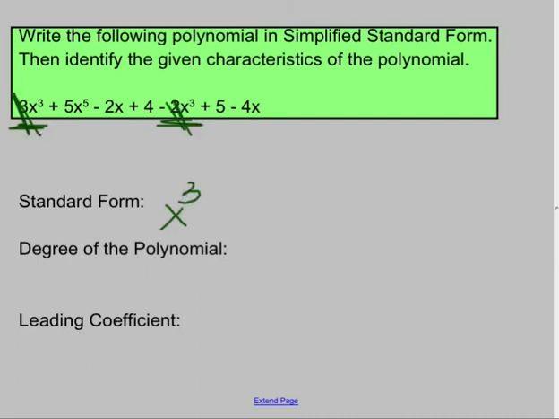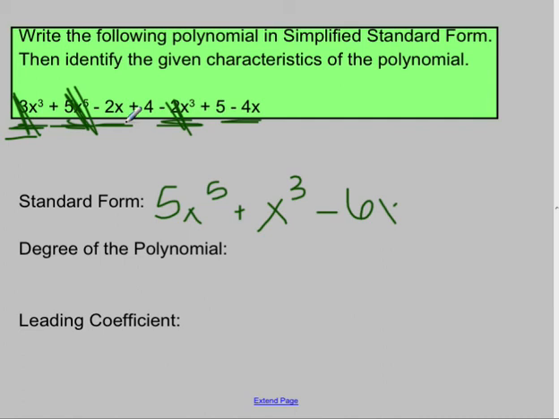I did, however, miss that x to the fifth term. That's the largest exponent right here. Is that 5x to the fifth? Now, there's no other 5x to the fifth for that to be combined with. So we have 3x cubed minus 2x cubed, which we just did, and that's just plus x cubed. Or you could write plus 1x cubed. It means the same thing. Next, we have negative 2x minus 4x. That's going to give me negative 6x. 4 plus 5 is going to give me 9. So now that polynomial is in standard form.